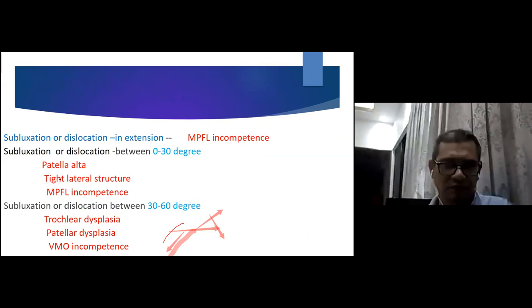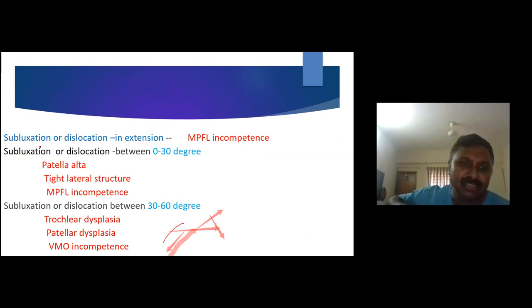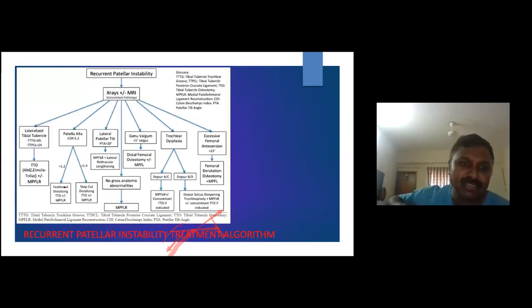So this is the flow chart for recurrent patellar instability. If there is a lateralized tubercle, TT-TG index more than 20 or TT-PCL index of 22 millimeter, think about tuberosity transfer. Usually nowadays it is done with distalization and medialization. If there is patella alta, you have to go for tuberosity osteotomy in the form of either feather or step cut. When there is a lateral patellar tilt and patellar tilt angle is more than 20, lateral retinacular lengthening is the treatment of choice. When there are no gross abnormalities, the most important is the medial patellofemoral ligament reconstruction.